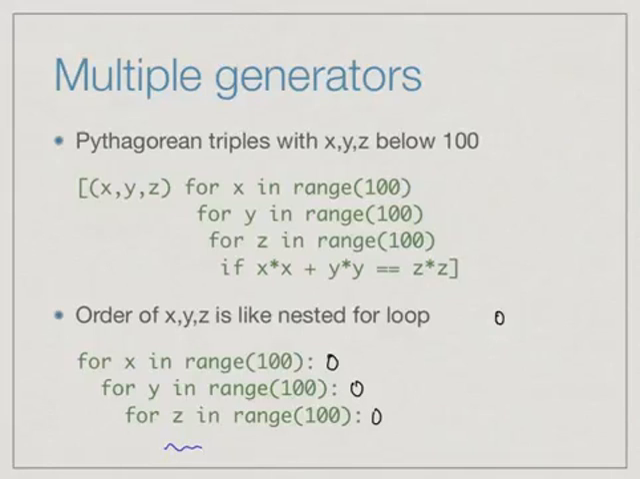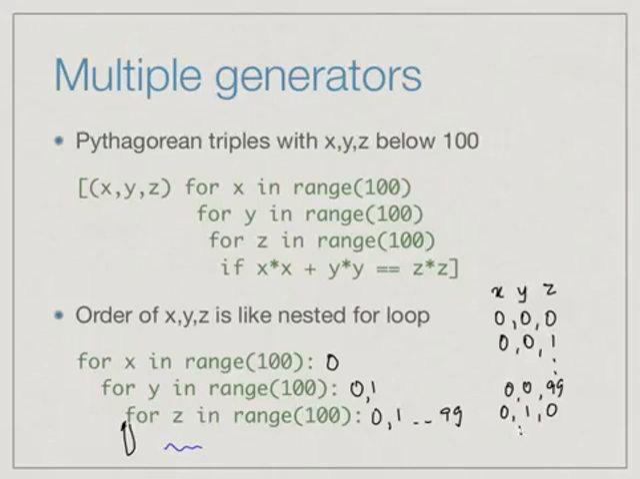then 0. So the first triple that comes out will be 0, 0, 0. Then the value of z will change. The innermost loop changes next. So the next one will be 0, 0, 1. So this is x, this is y, this is z. So in this way we'll keep going until we do 0, 0, 99. So when this reaches 99, then this for loop will exit and we'll go to 1. So I'll get 0, 1, 0. Down to 0, 1, 99 and so on. So the innermost for, so z, will cycle first, then y, and then x will cycle slowest. So just remember that. So let's see how this works in Python.